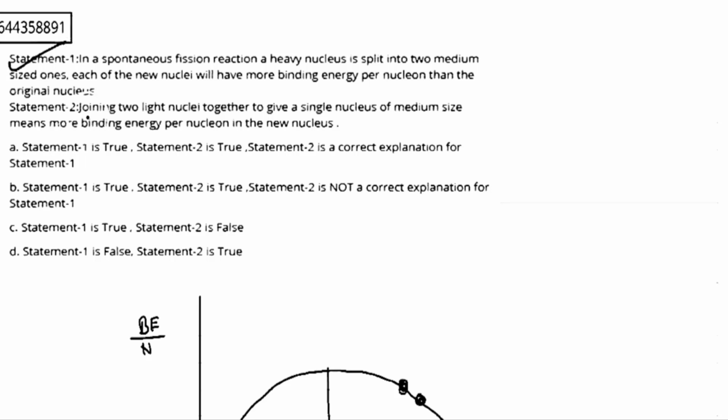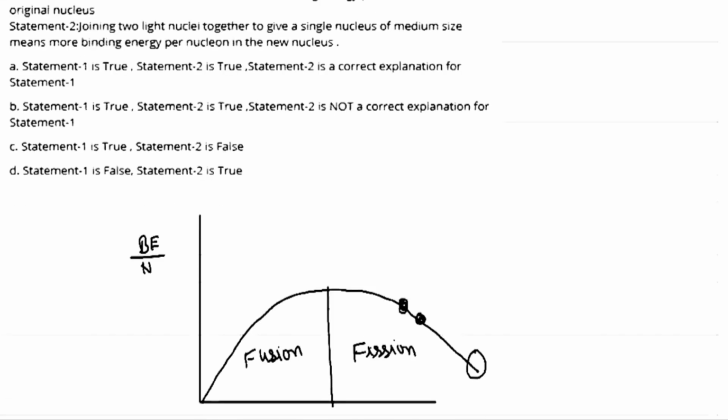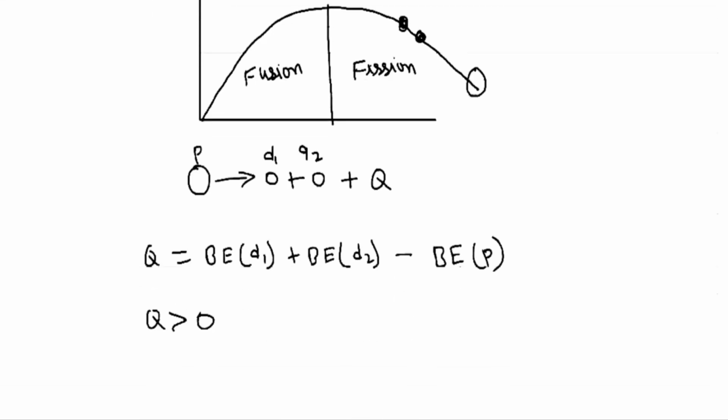Now coming to the second statement. Joining two light nuclei together to give a single nucleus of medium size means more binding energy per nucleon in the new nucleus. Clear? So from here we can see that this statement is not always true. The second statement is not always true.